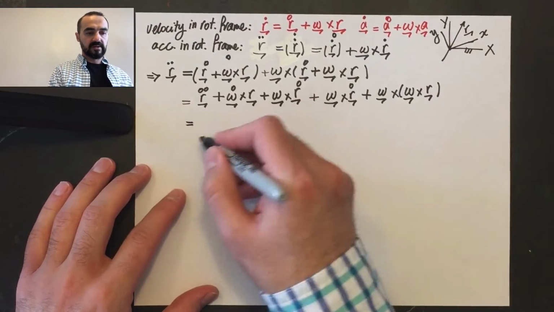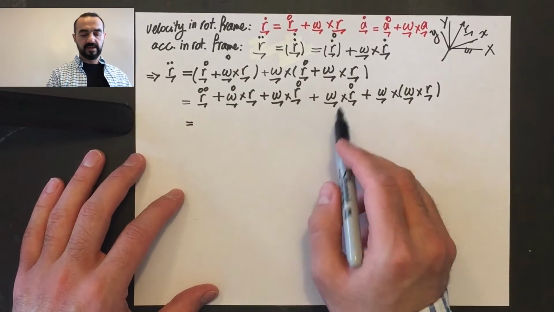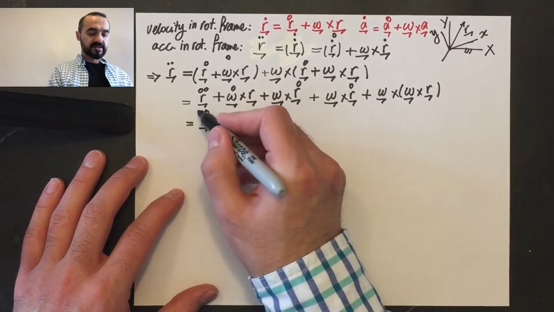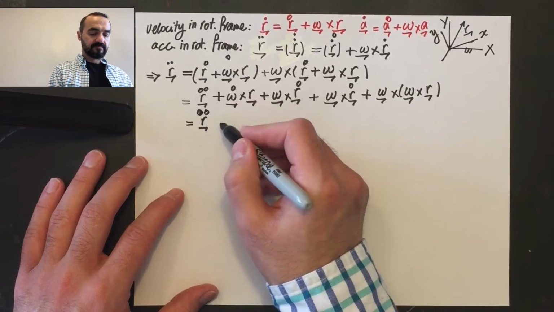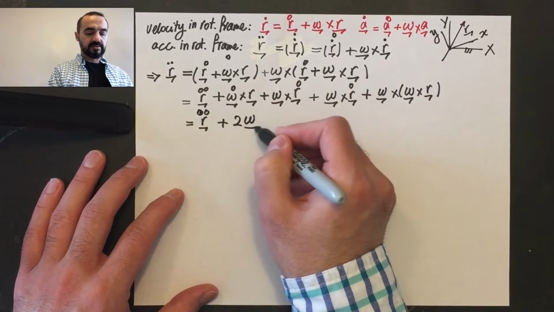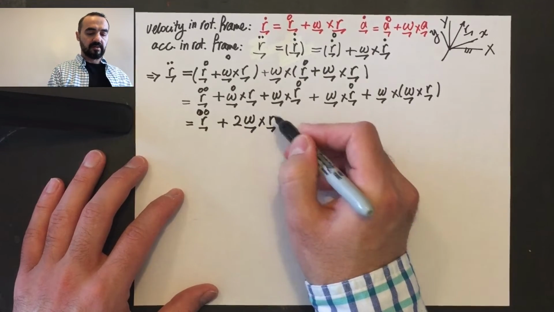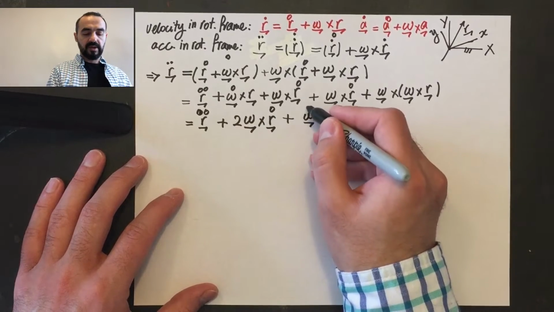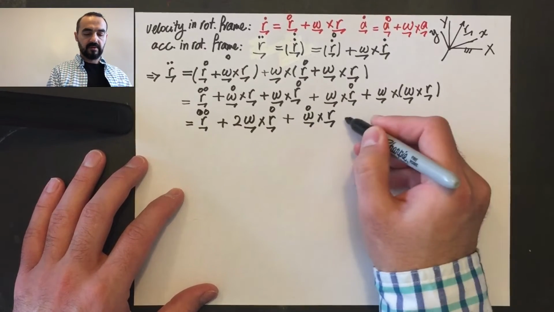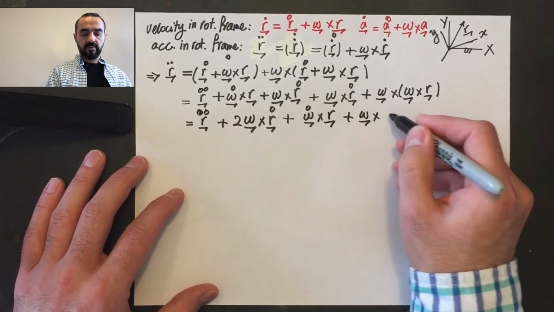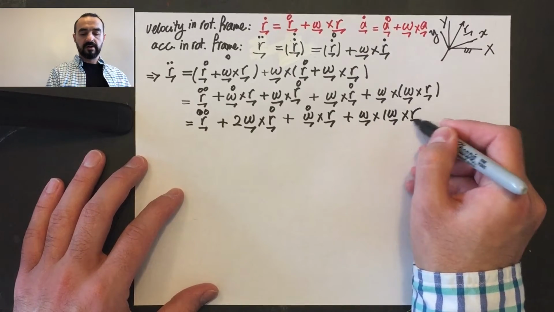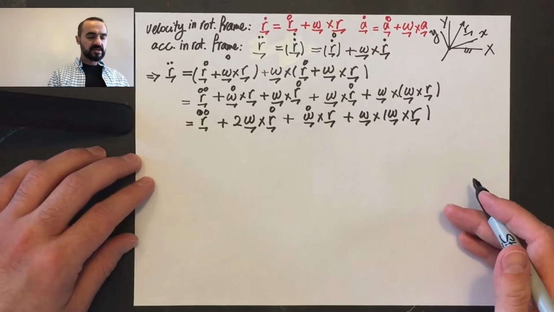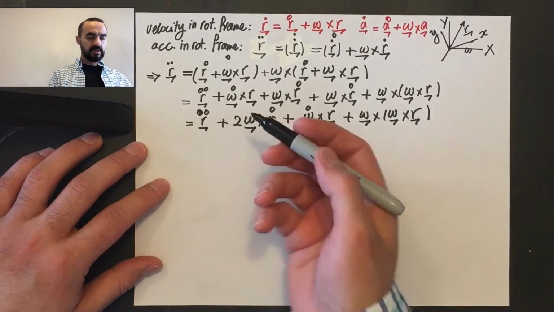So what I have here is, and then I'm going to group terms. So I have two of these. So r circle circle, plus 2 times omega cross r circle, plus omega circle cross r, plus omega cross omega cross r. Now, in dynamics, each of these terms has a name.